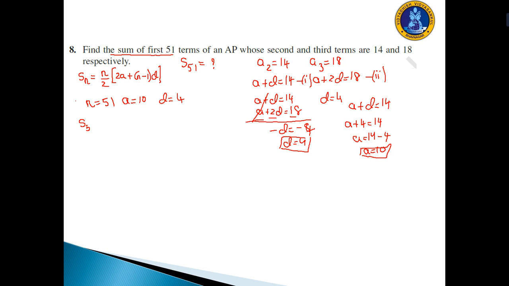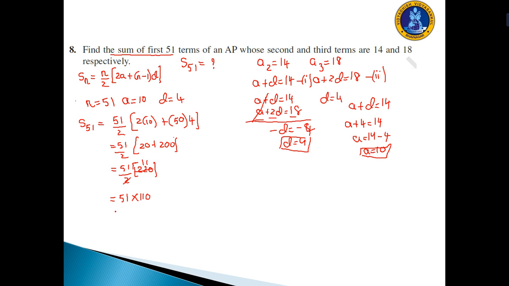So S51 is equal to 51 by 2 into 2 into A, that is 10 into 2, plus 51 minus 1, that is 50, into D, that is 4. So 51 by 2. Here it is 20, here it is 200. So 51 by 2 and 220. If I cancel it, then 51 multiplied by 110.